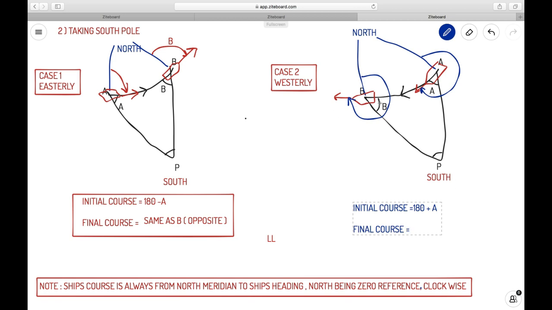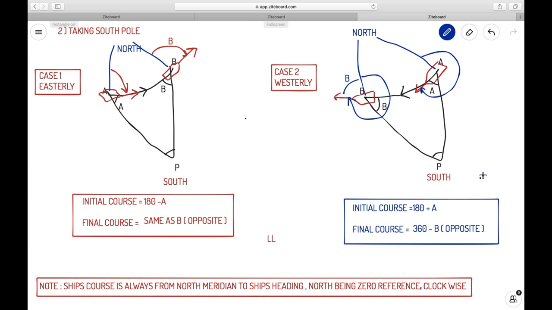And for the final course, from meridian to ship's head, you know angle B. In this case, what you need to know is that this will be the same as this angle, that is diametrically opposite, B. That means the whole will be 360, and this short angle is the same as B, because they are diametrically opposite. So your final course will be nothing but 360 minus B. So this is how you get the values of your final course, and this is how you name your initial and final courses.